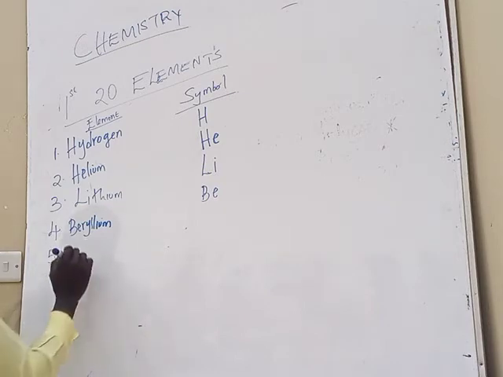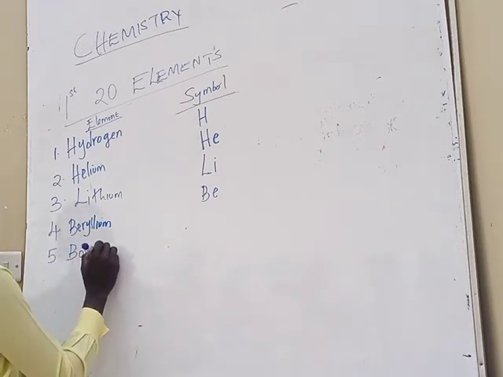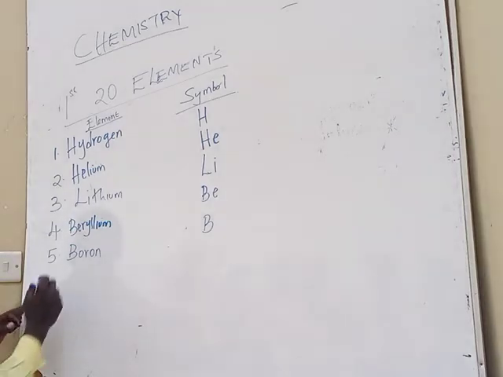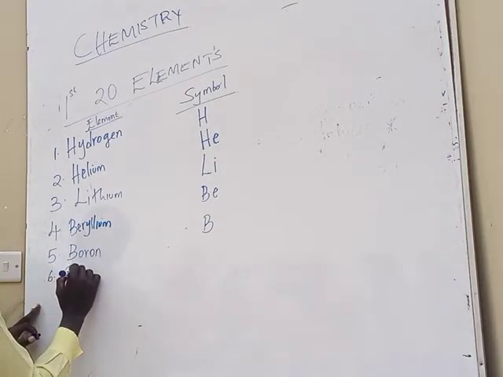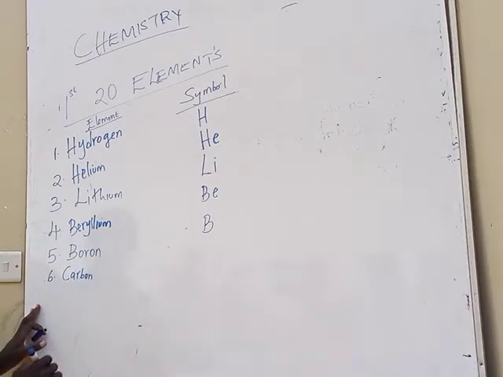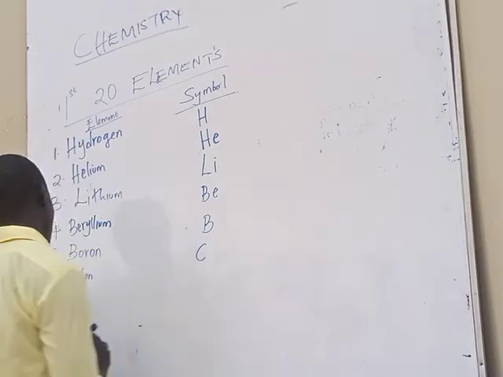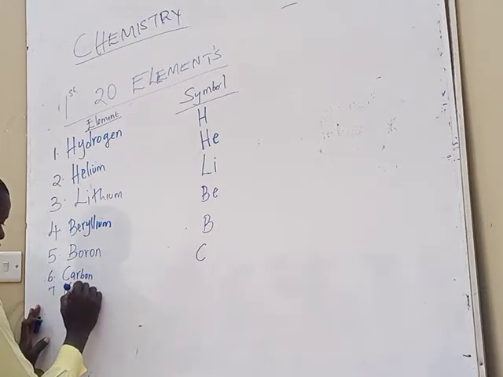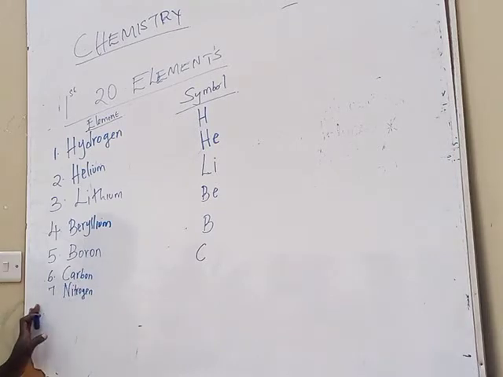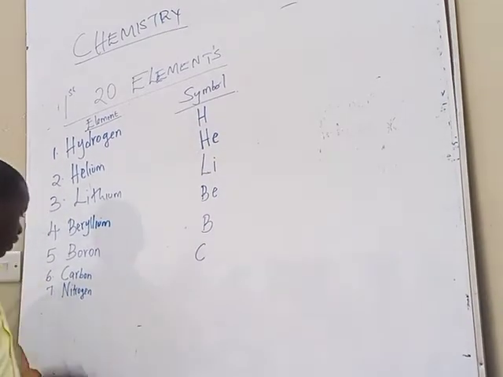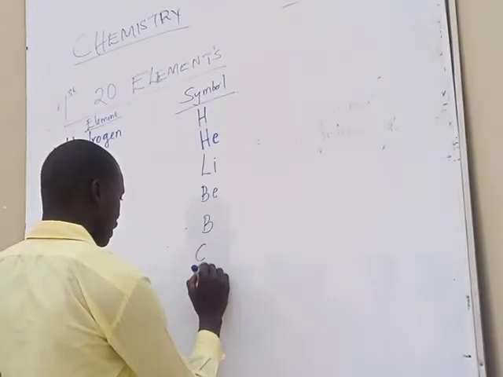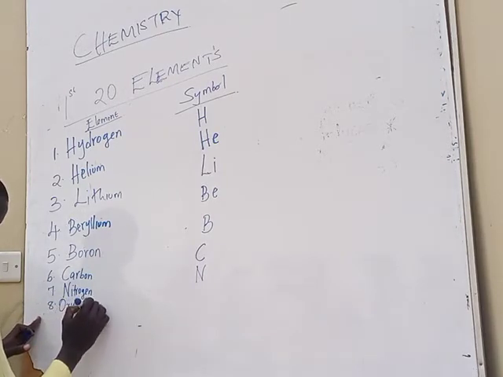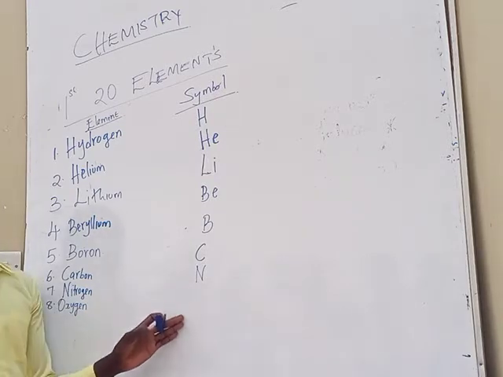Number 5, we have boron. The symbol is B. Then number 6, we have carbon. The symbol is C. Number 7, we have nitrogen. The symbol is N. Number 8, we have oxygen. The symbol for oxygen is O.